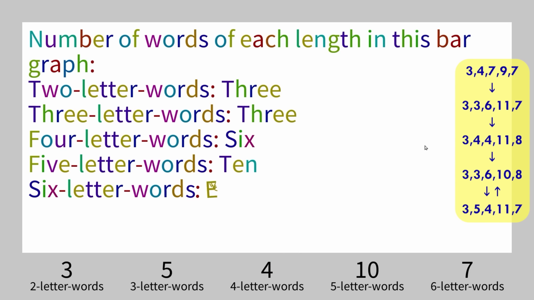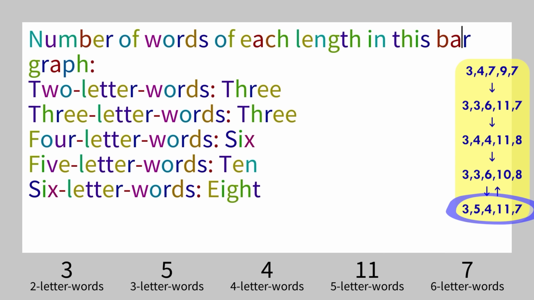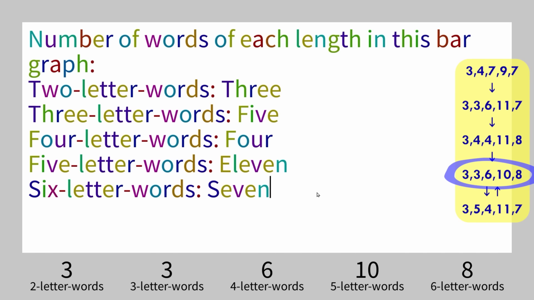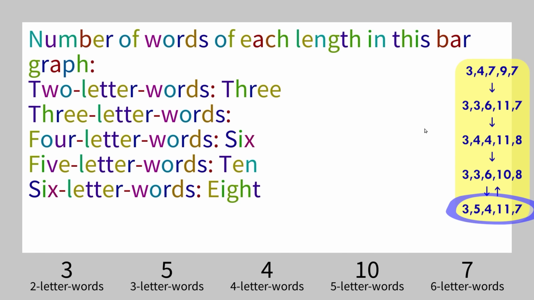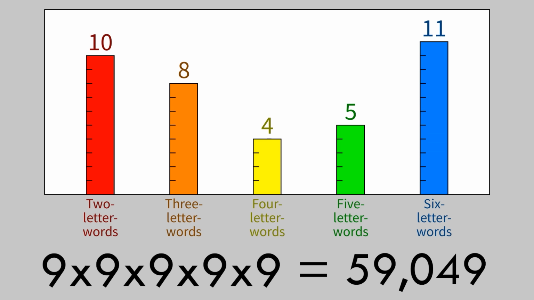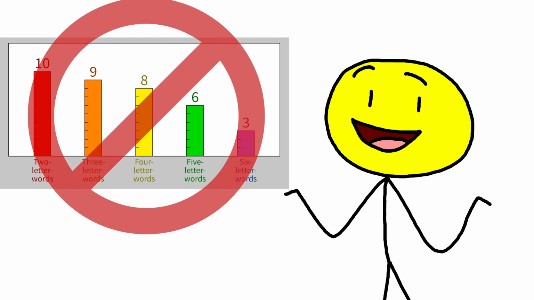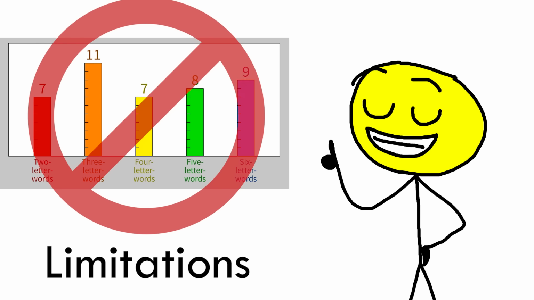So we've already seen this, and if we were to type that in, we'd end up going in a loop between 3, 3, 6, 10, 8, and 3, 5, 4, 11, 7, and it would just go on forever. Therefore, to find a valid solution, we're gonna have to try something new. But remember, there's still 59,000 cases to test, which is way too many for one person to do. But in truth, it's not actually that crazy because we know a few limitations.